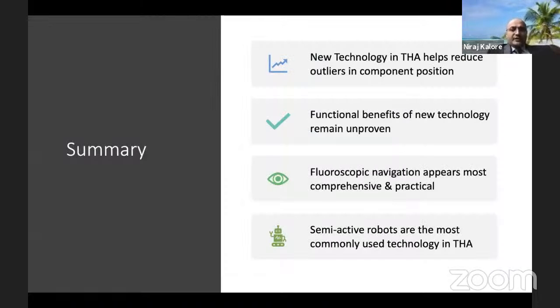So, summary: new technology helps reduce outliers in component position. The functional benefits to the patient of this new technology are not proven. Fluoroscopic navigation, at least to me, appears most comprehensive and most practical at this time. The semi-active robots are the most commonly used technology in hip replacement at this time. And that's it from my side.